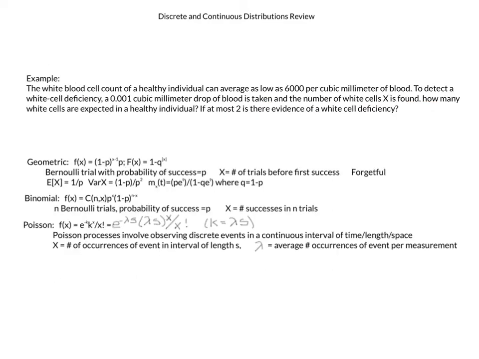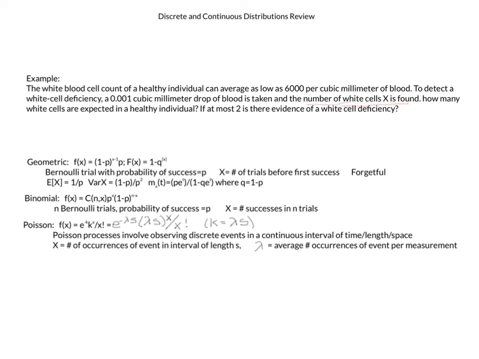Our next example: the white blood cell count of a healthy individual can average as low as 6,000 per cubic millimeter of blood. To detect a white cell deficiency, a 0.001 cubic millimeter drop of blood is taken and the number of white cells, x, is found. So x is the number of cells found. How many white cells are expected in a healthy individual?